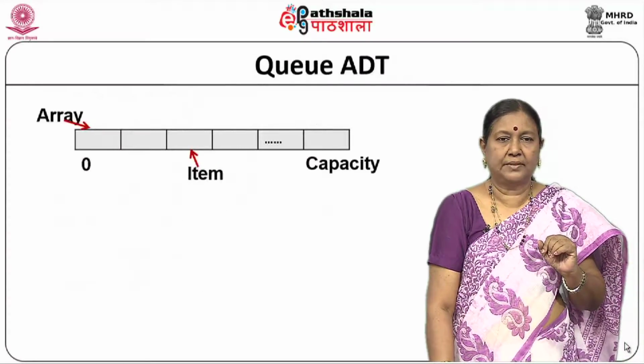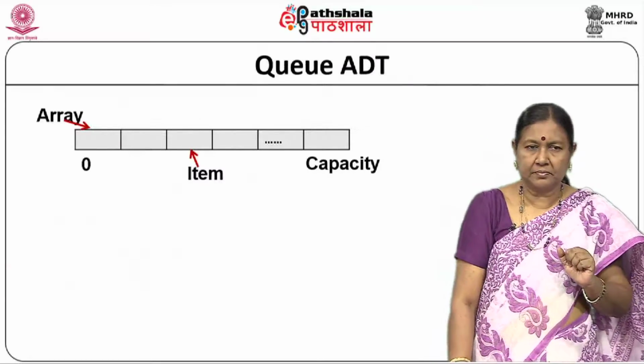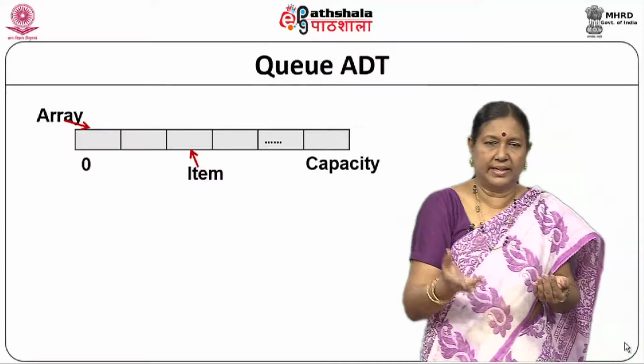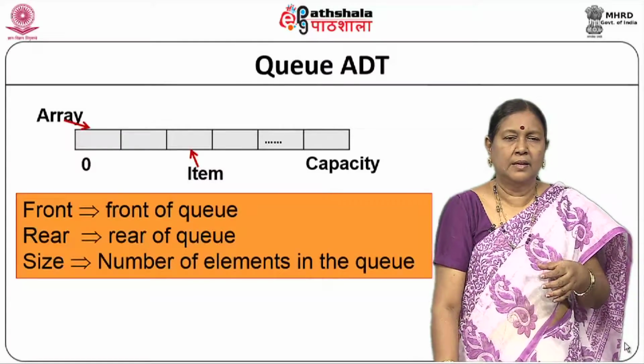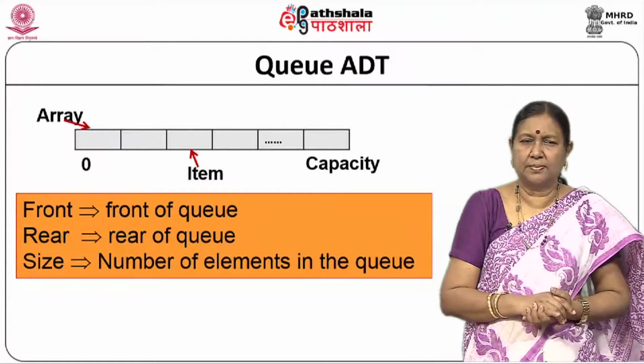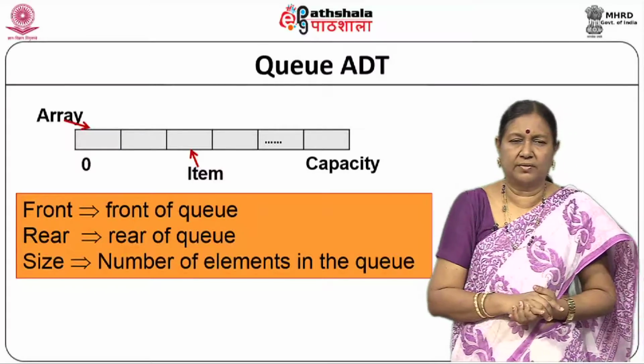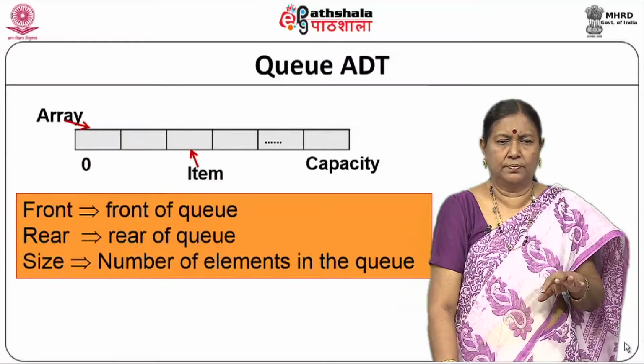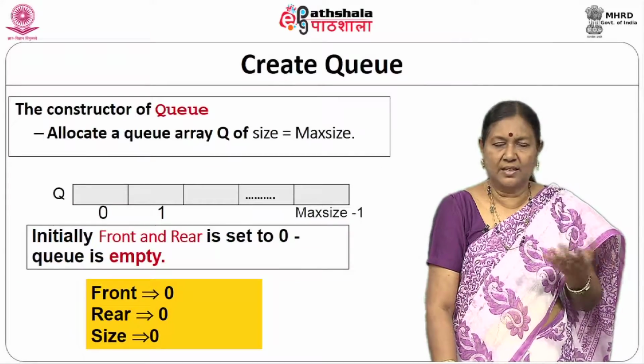Now, let us look at the Queue ADT. So, here you have the array, you have the 0th element, you have an item and you have a capacity. The front always points to the front of the queue, rear points to the rear of the queue, and in case you want, you can give size as the number of elements in the queue.